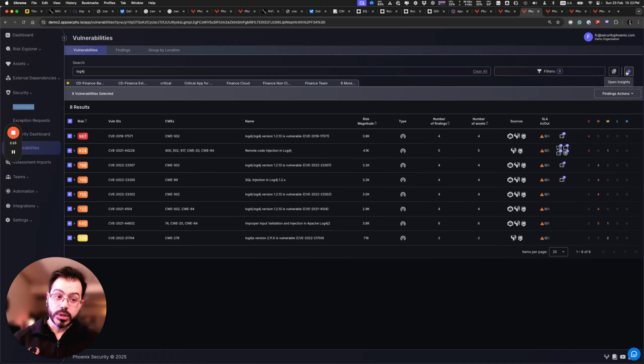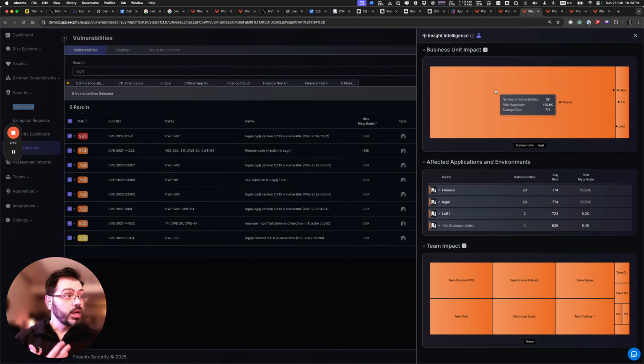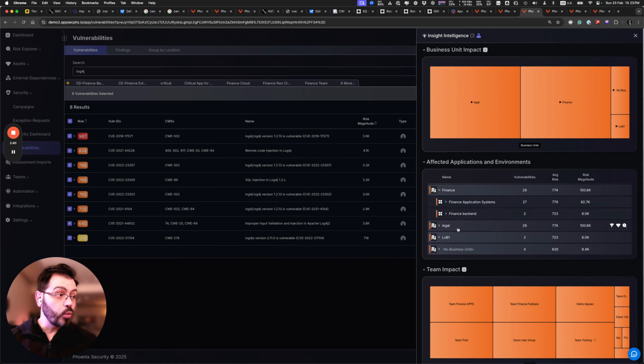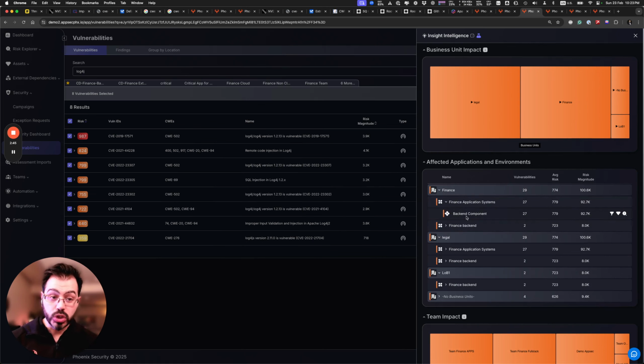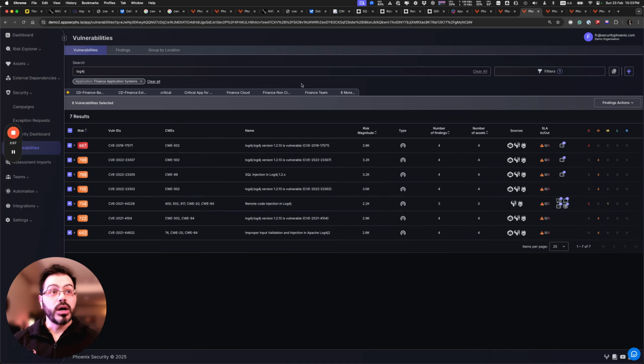But the most important element that I wanted to understand is which are the business units affected by these particular vulnerabilities, how bad it is for each of these business units, and then which team is affected by each of these vulnerabilities, and what application in each line of business is affected, and specifically which component. And if I wanted to understand a particular business unit, I wanted to just, with one click, go and address that particular blast radius analysis for that particular vulnerability.